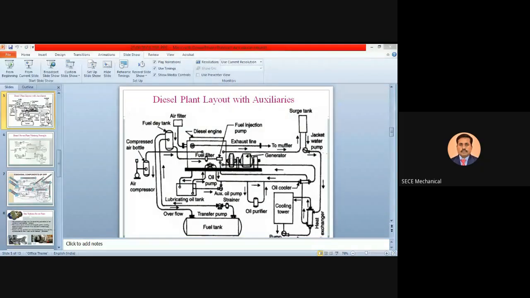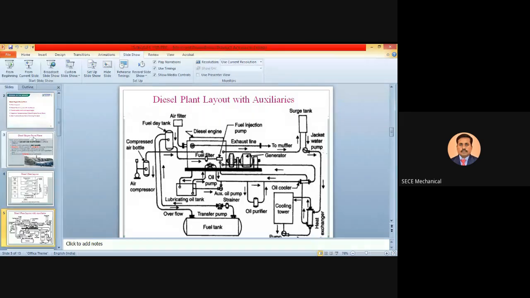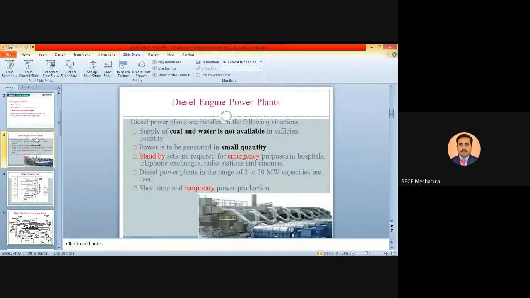Now you can say, I think, okay. It's a diesel plant layout like this. Yeah, just a minute, just a minute. So here you can see the power plant. Okay, now you can see it. Just a minute. Okay.